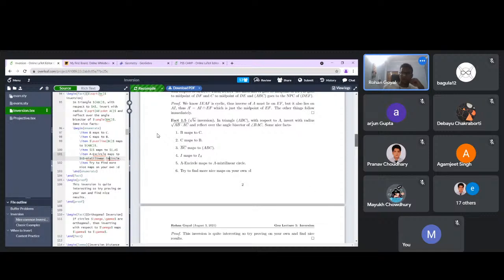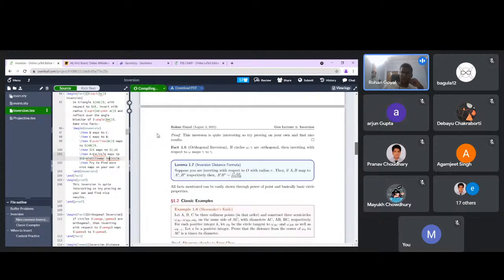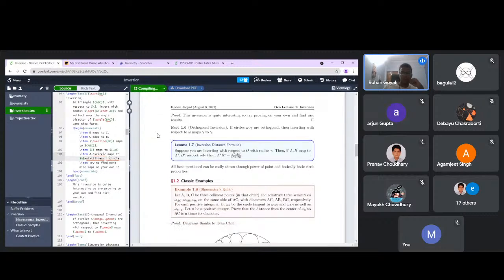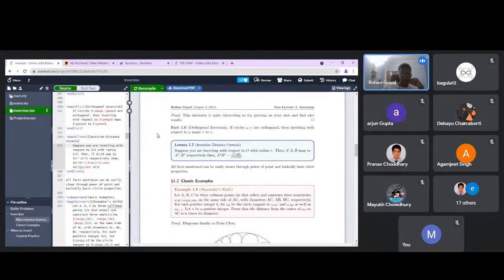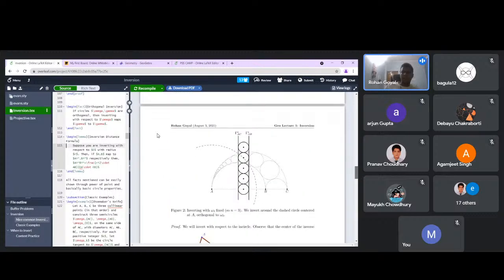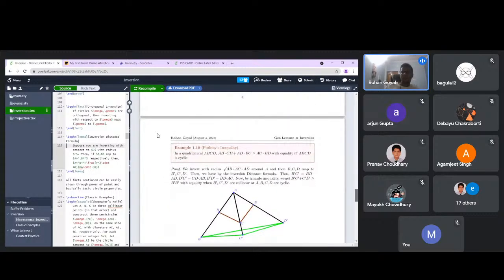You can prove these on your own, right? You can also find the distance formula. It's very clean what AB goes to, just for direct similarity. Now, when you have that, try this problem, of course, Ptolemy's inequality.